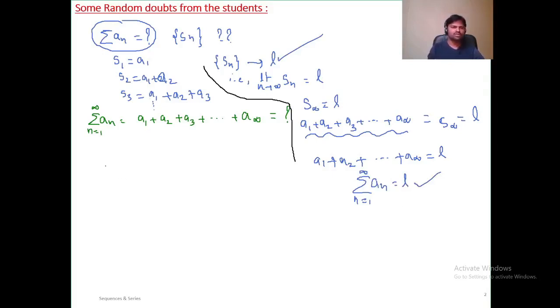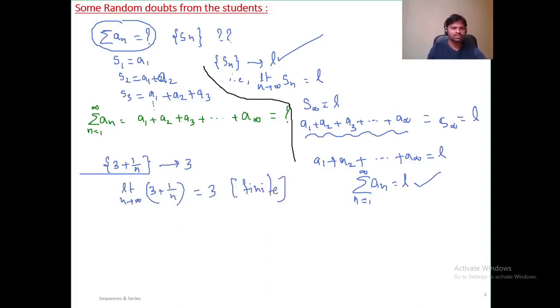Most of you are asking this question. The sequence 3 plus 1 upon n: does it converge? Yes, it converges to 3. You apply the limit as n tends to infinity of 3 plus 1 upon n. This value is 3, a finite number, therefore the corresponding sequence converges to 3. So this is about the sequence.